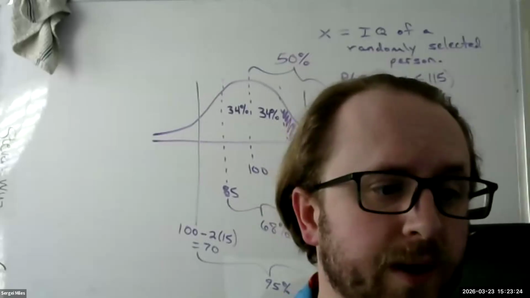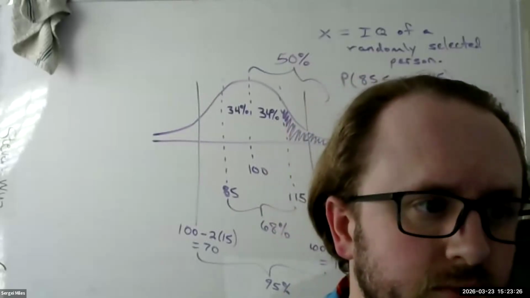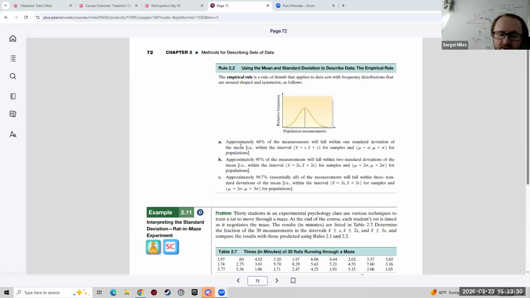The empirical rule, if we go back to the textbook here, so sharing my screen again from the textbook. If we go back to the textbook here, it only tells us about 1 standard deviation to the left and right, 2 standard deviations to the left and right, and 3 standard deviations to the left and right.